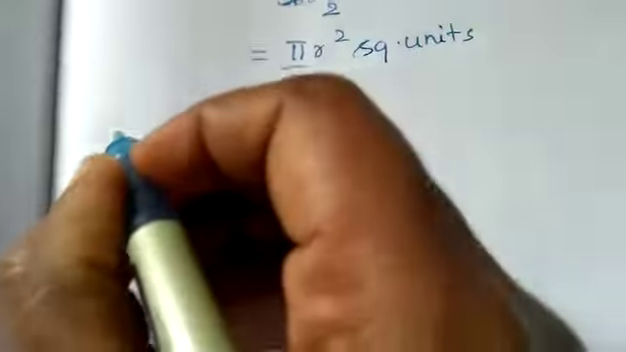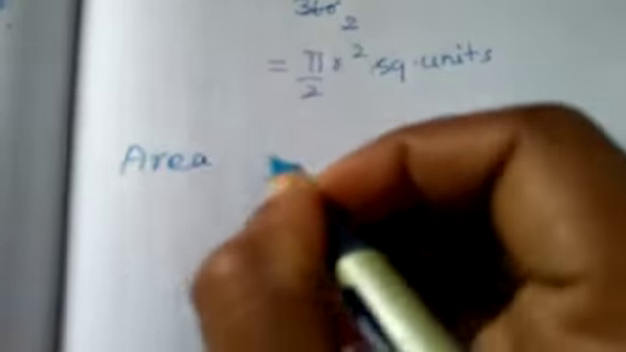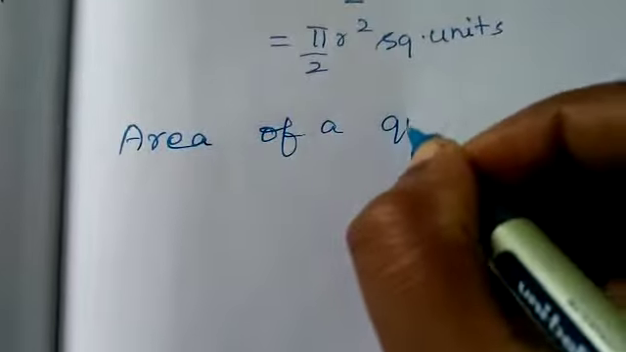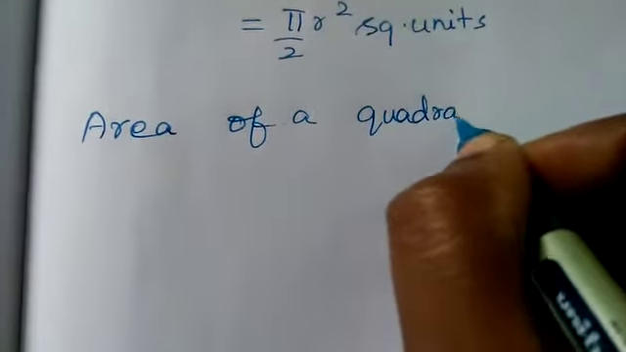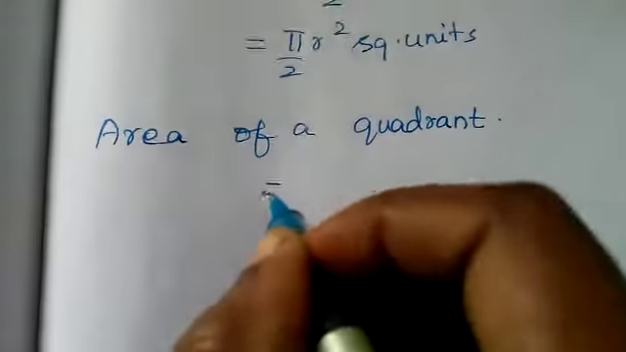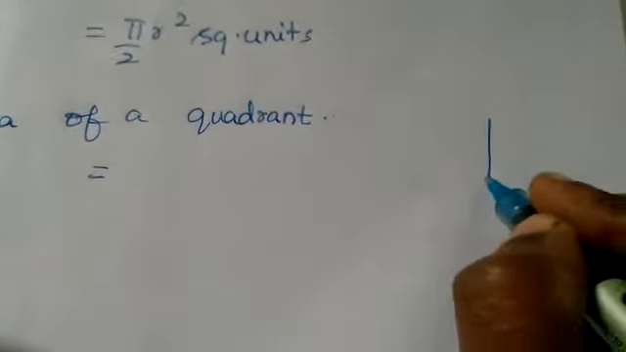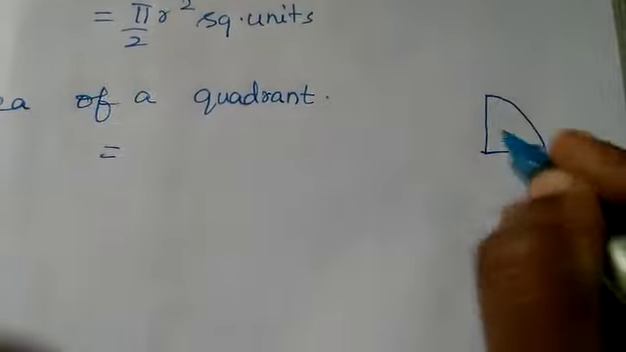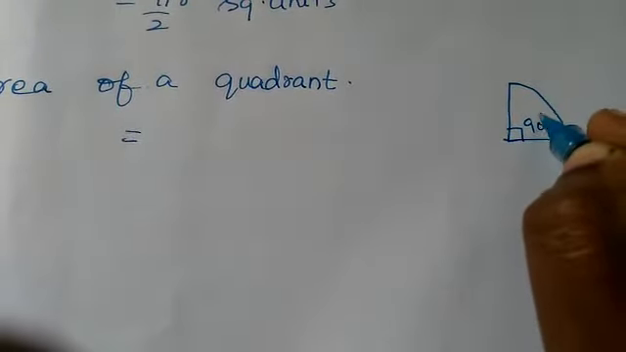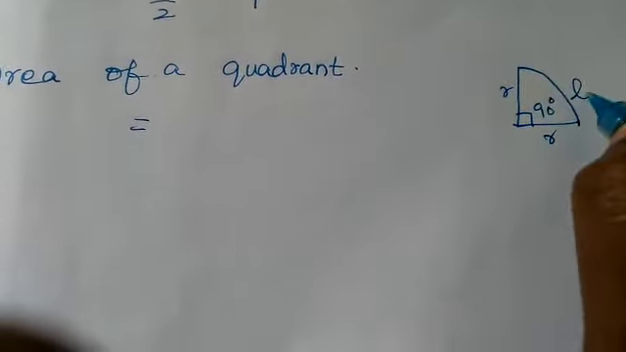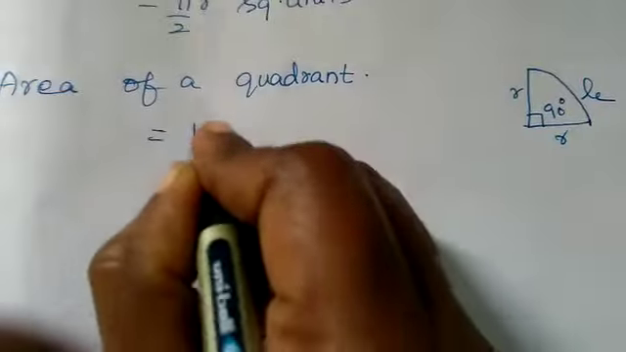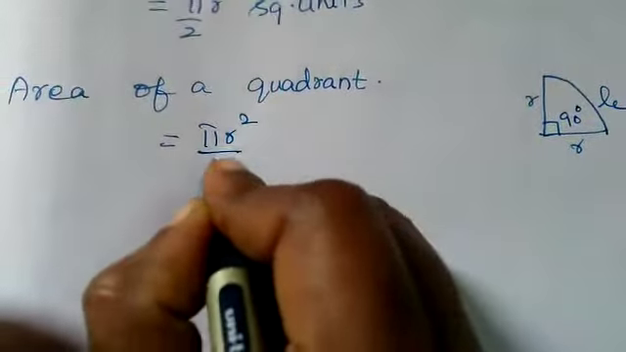Next we are going to learn the area of a quadrant. Area of a quadrant. Now quadrant means what? Quadrant means one by 4. This one is 90 degree. This is the length of the arc. What's the formula? Pi r square by 4.